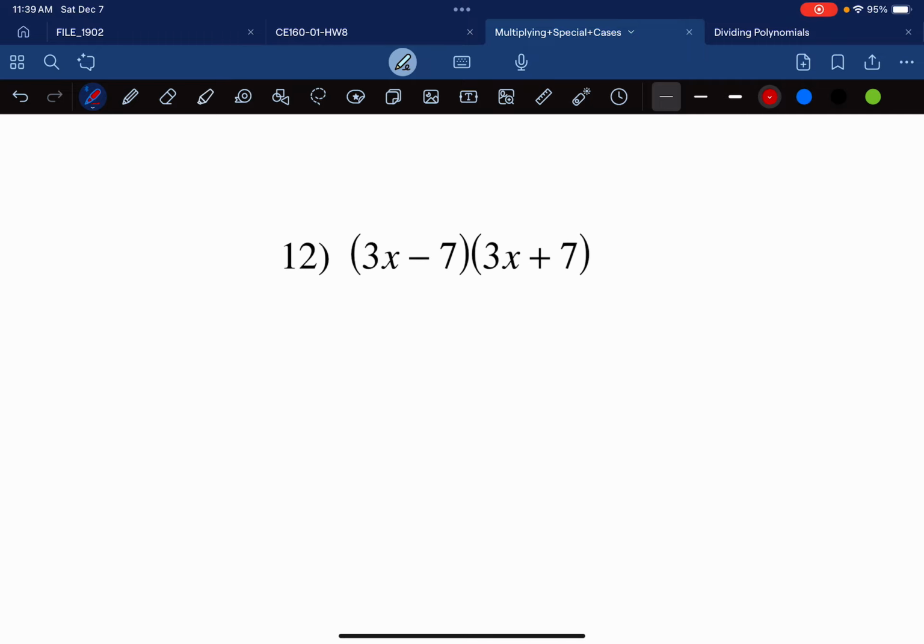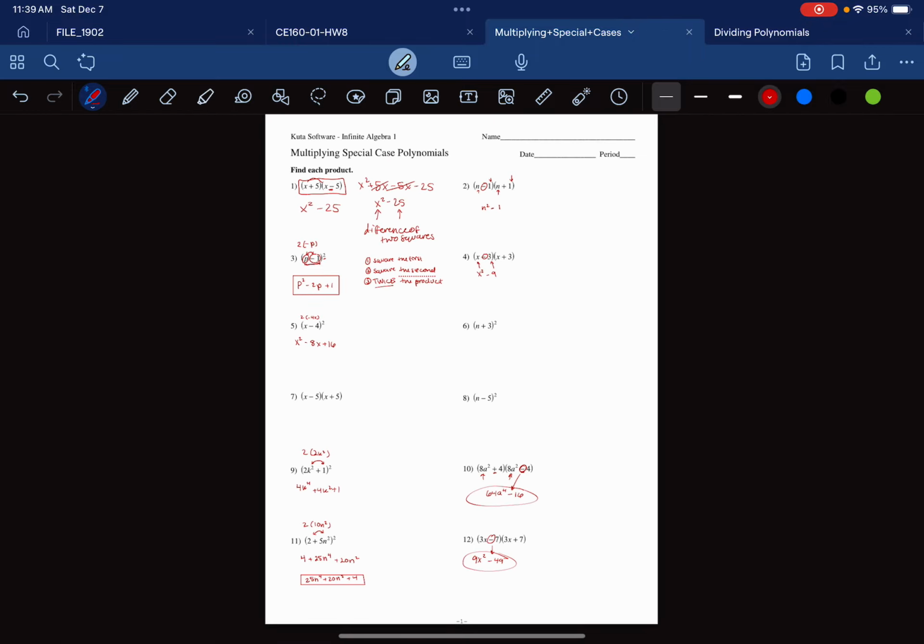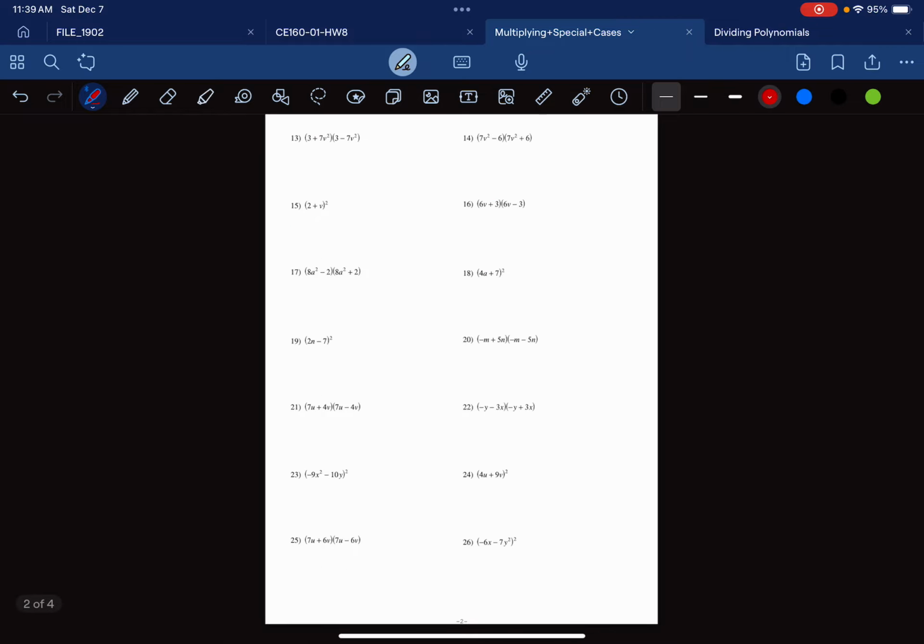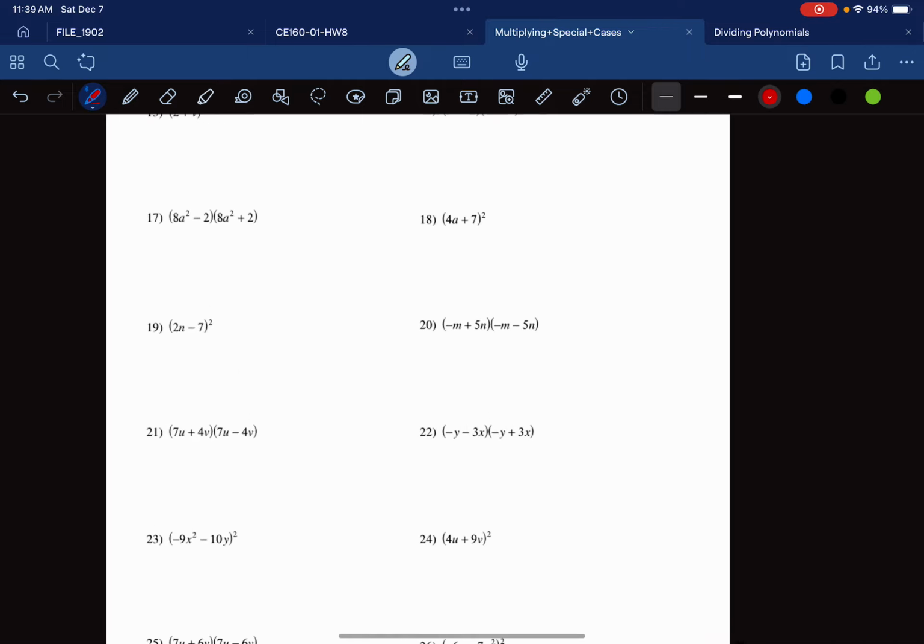And then for this one, square the first, 9x squared, square the second is 49. Keep that negative sign in your answer. There you go. Pretty simple. Let's see if there's any more complicated ones though. Alrighty, let's do these ones.